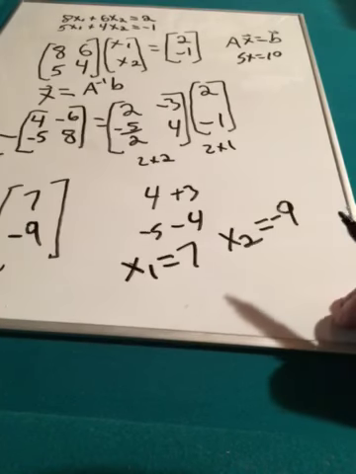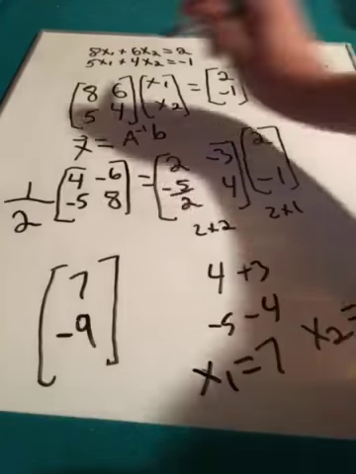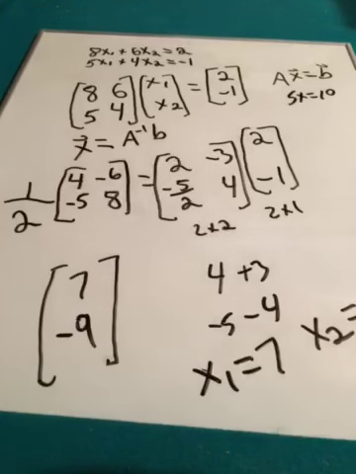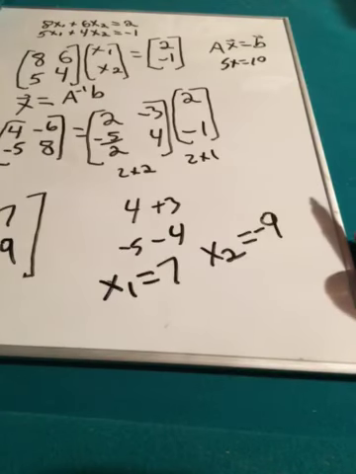And if you go ahead and plug these in, x1 equals 7, x2 is minus 9, back into these equations, either one, they're both going to come out equal. So there you have it. Another pretty systematic and simple way to go about solving a system of linear equations.